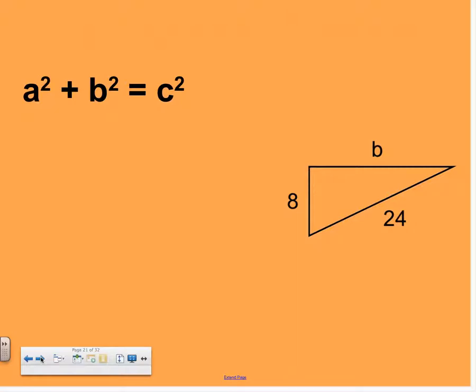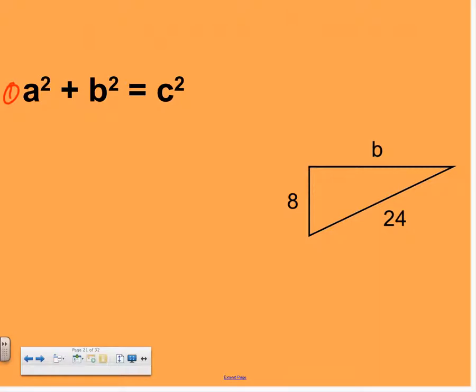And now, if you notice, we are told what two sides are, and we don't know what B is. And so that changes things up a little bit, but if we follow the same pattern, we can still be successful. So once again, we start by writing down the Pythagorean Theorem. A squared plus B squared equals C squared needs to be on your paper. Then we're going to label the sides.